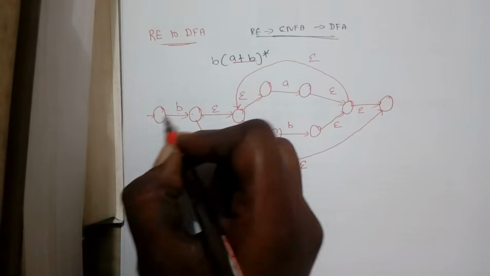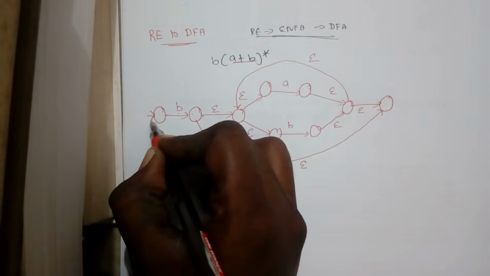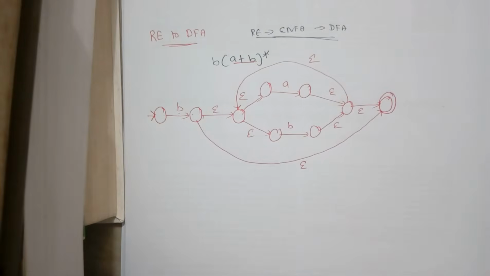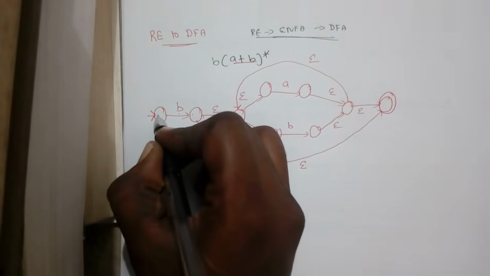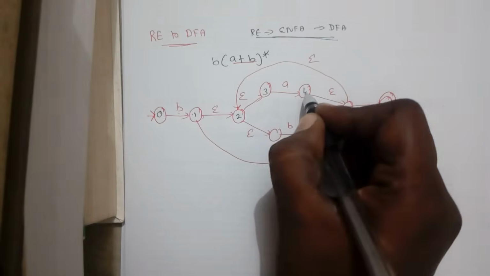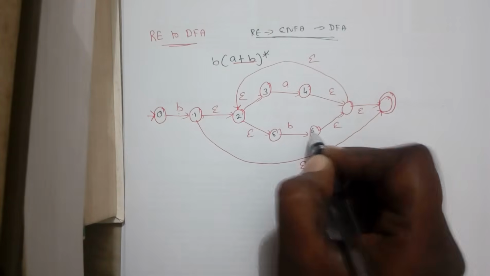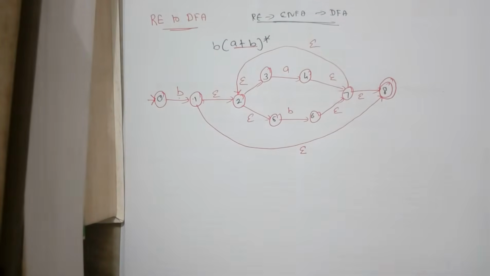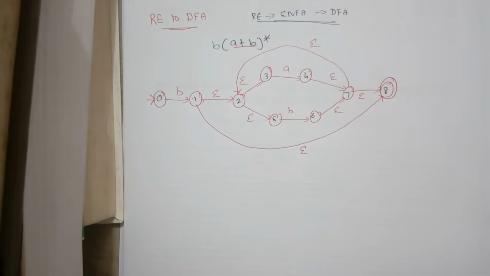We have to make the first state the starting state and the last state the final state, and we have to give some names to the states. I can start from this as 0, 1, 2, 3, 4, 5, 6, 7 and 8. So the first conversion is over. Converting a regular expression to epsilon NFA is done.